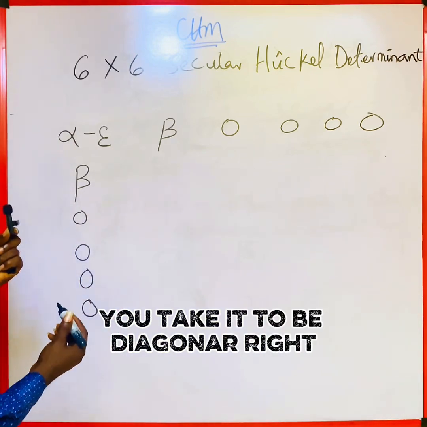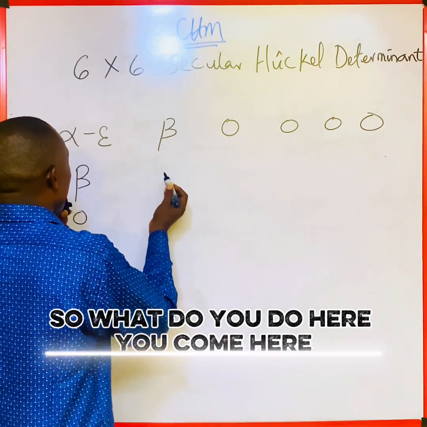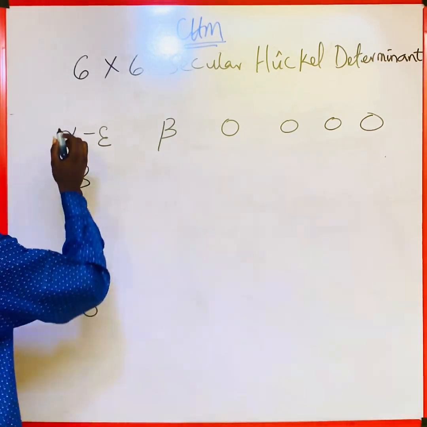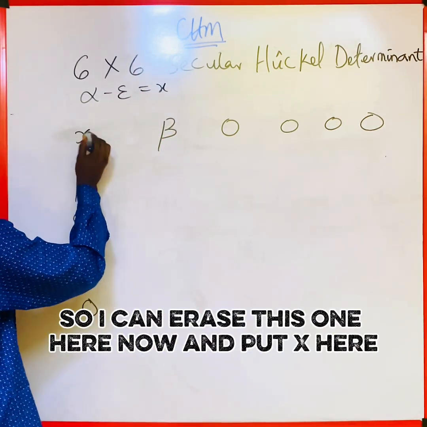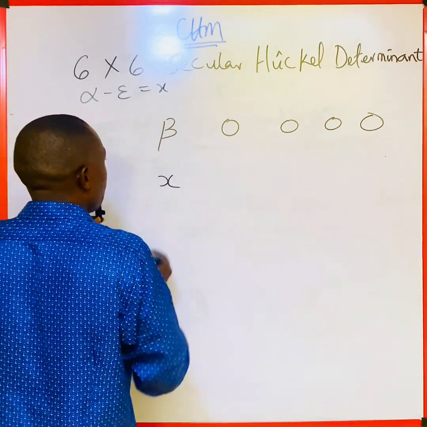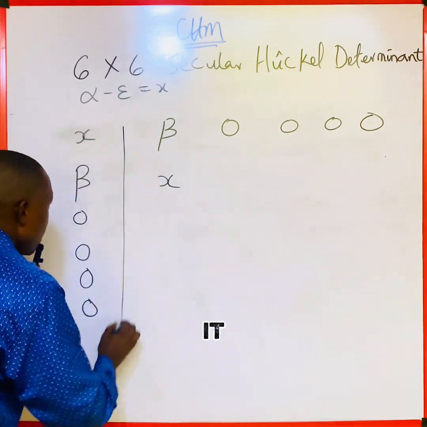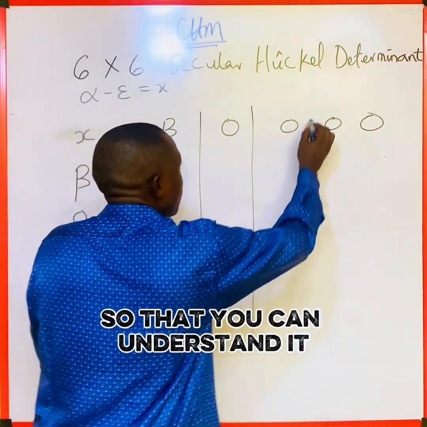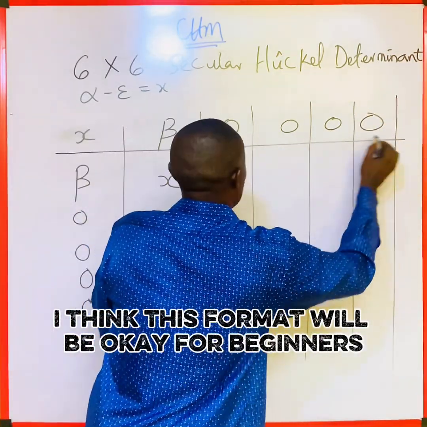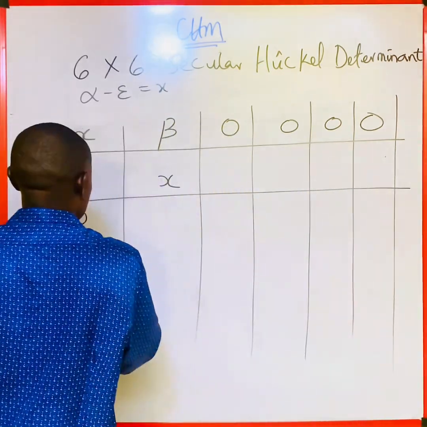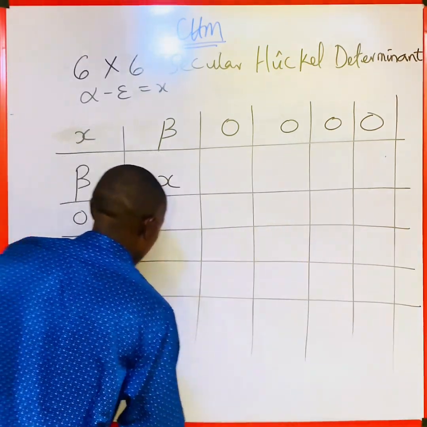You take it to be diagonal, right? So what do you do here? Now, what I want to do here is this. I will assume that my alpha minus E is equal to X. So I can erase this one here now and put X here. So here will be X. Let me build it in such a way that you can understand it. I think this format will be okay for beginners who are finding it difficult to understand.